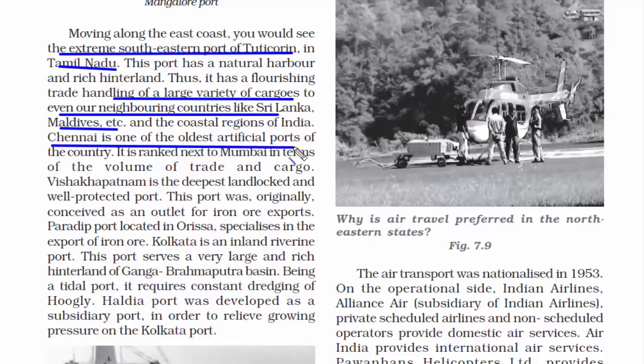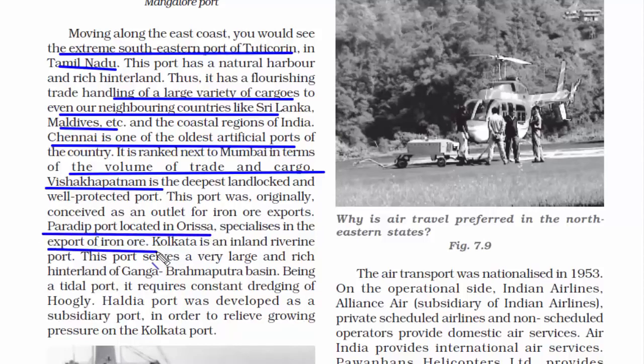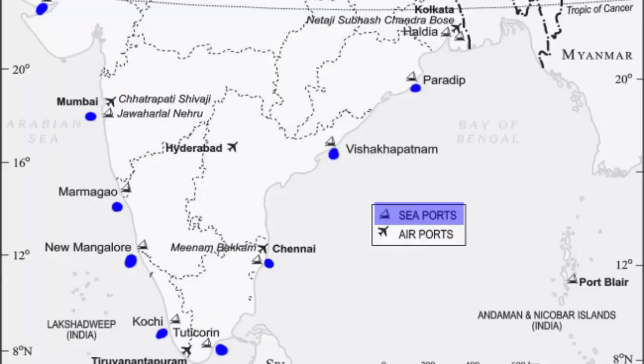And then Chennai is one of the oldest artificial ports, and it handles similar volume of trade and cargo just like the Mumbai one. And then there is another port at Visakhapatnam, and then we have one in Orissa which is named as Paradeep. Iron ore is exported through this port. So like this we have many ports in India. Again, just have a look at this on the map and have a quick glance at them.